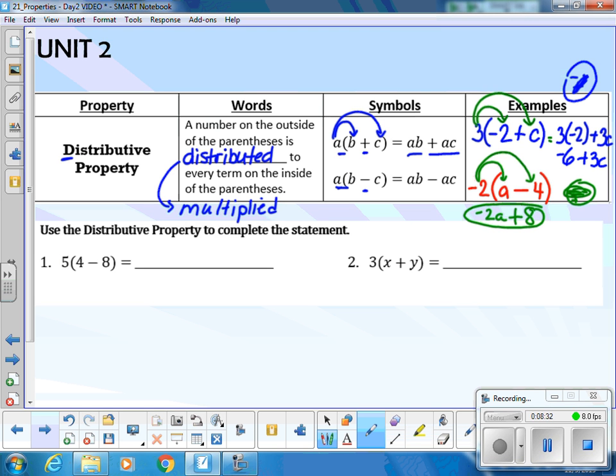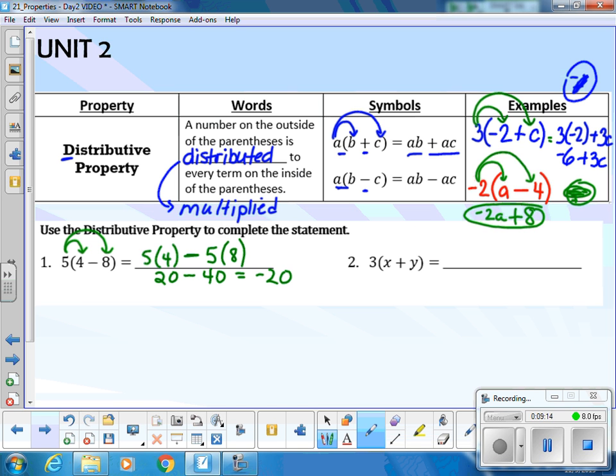Okay, look at the bottom of your page. We've got lots more practice. Again, we've got that annoying 5 at the party that's going around kissing everybody. So 5 is going to kiss 4, and that means 5 is being multiplied by 4. Now 5 is being kissed by a negative 8, so a positive times a negative is a negative, and now I'm going to write 5 times 8. Then I can simplify this further. 5 times 4 is 20. Negative 5 times 8 would be a negative 40. 20 minus 40 gives me a negative 20.